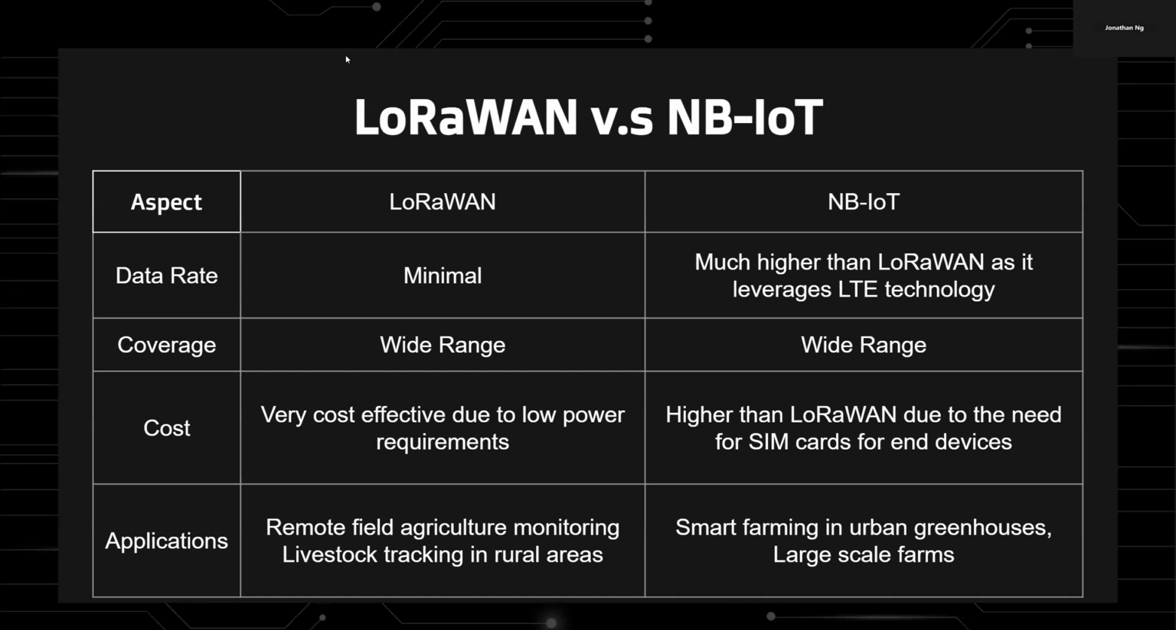To compare them side by side, we can see that even though LoRaWAN and NB-IoT both are long-range and low-power options, there are many differences to both. The data rate of NB-IoT is much higher than LoRaWAN, and hence is more suitable for applications where data rate is preferred, such as in urban settings compared to rural settings.